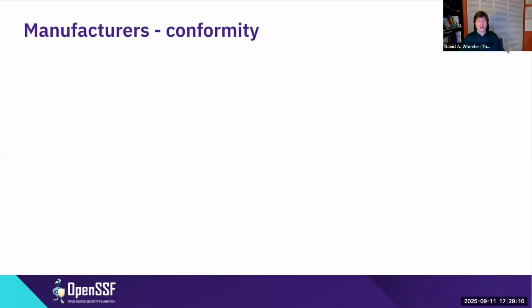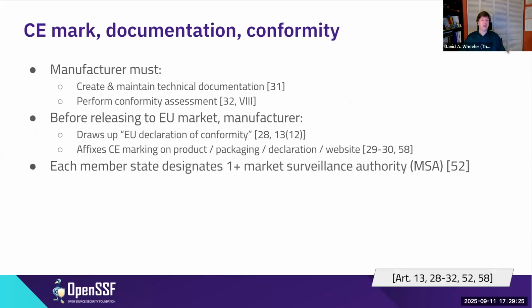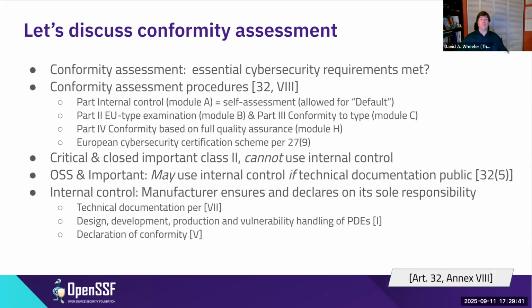Now, manufacturers have to show evidence that they have conformed with this new law, and that's called conformity. Manufacturers have to basically create and maintain their technical documentation. They have to ensure that a conformity assessment's been performed, and before releasing, they have to draw up the EU Declaration of Conformity. Let's talk about that. There's 4 basic ways that you can do conformity.